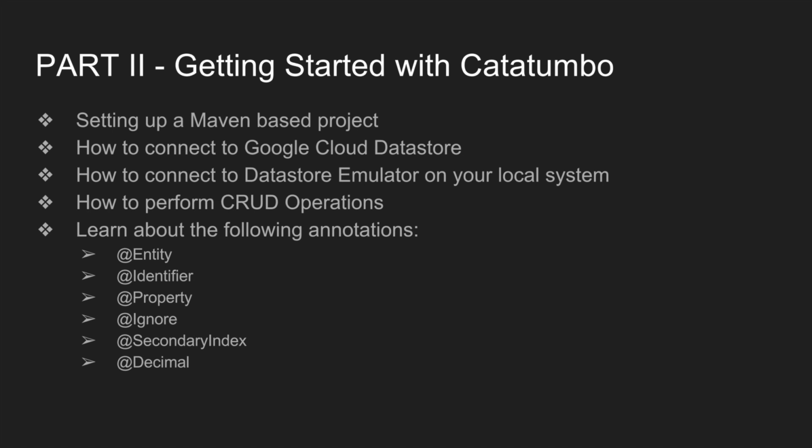In the last session, we did some sample code to persist some entities to the Google Cloud Datastore using the Catatumbo framework. I demonstrated how you could set up your Maven-based project, and how to connect to Google Cloud Datastore. I also showed how you could use the datastore emulator for development purposes. And then we created an entity and did the CRUD operations. And then we learned about a handful of basic entities that are provided by the Catatumbo framework.